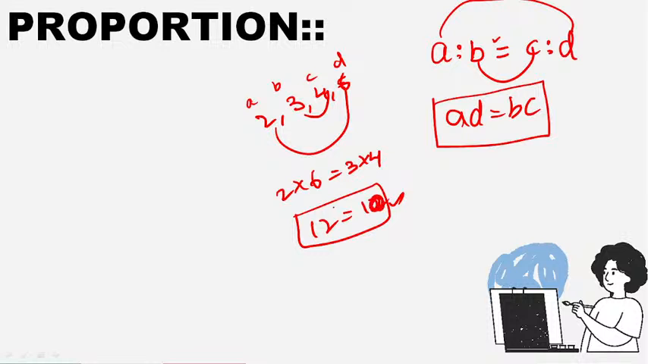For example, 12 is equal to 10. Is it a proportion? No, it is not a proportion. Proportion means two ratios are equal. The proportion formation is AD is equal to BC. It's very, very important, guys.